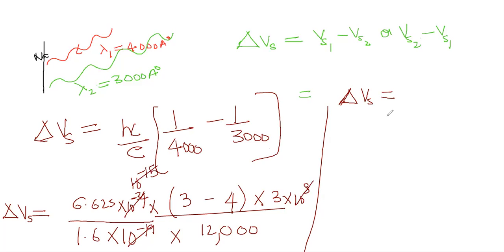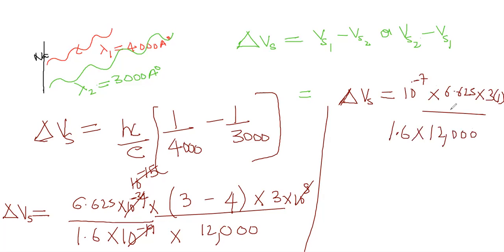How much would that be? 10 power minus 7 we are going to get into 6.625, into 3 is there, into 1 is anyway there. By 1, 3 minus 4 minus 1 that will be absorbed, divided by 1.6 into 12,000. Later 10 power 12,000 means how much would that be? 10 power 3 here. So it will go upstairs. That will become 10 power minus 7 into 10 power minus 3.